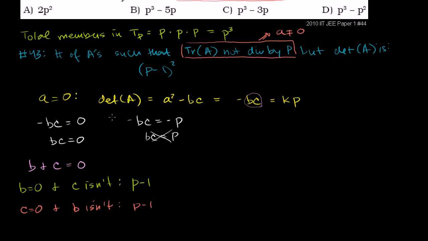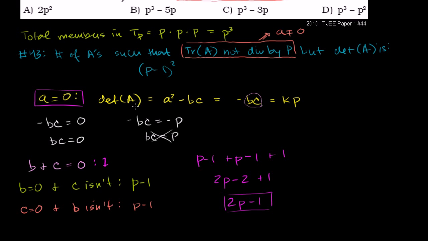So how many total possibilities do we have where the determinant of A is divisible by p and a is equal to 0? We have one possibility here, then p minus 1 and p minus 1. So our total possibilities are p minus 1 plus p minus 1 plus 1, which is 2p minus 2 plus 1, which is 2p minus 1. 2p minus 1 incremental possibilities when a is equal to 0 for the determinant of A to be divisible by p. So that's what we just got in this video.